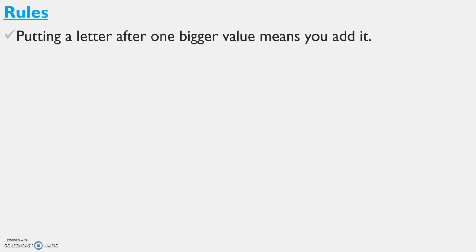Let's move on with the rules. Now let's see what the rules of Roman numerals are. Putting a letter after one of bigger value means you add it. Let's see an example. That means one number is given, and we are putting a smaller value after it, so we are going to add it. So 75: how do we write it? L is 50, plus 10 is 60, plus 10 is 70, plus 5. So we write it as 50 plus 10 plus 10 plus 5.